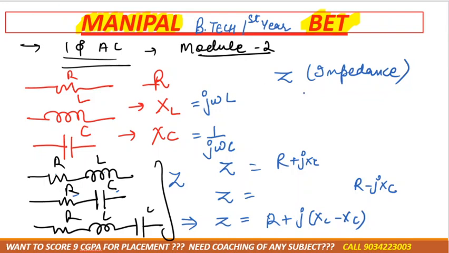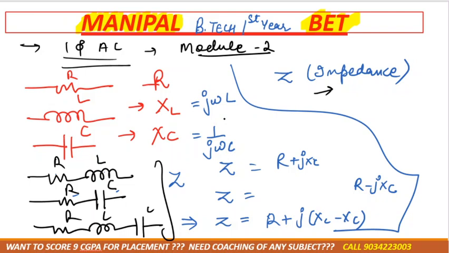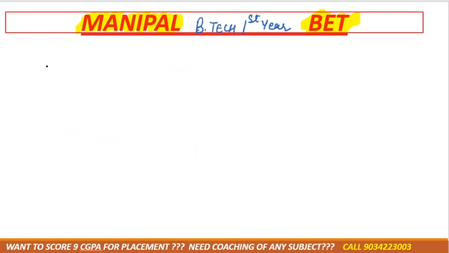Now see, all these are forms of resistance. So according to you, what should be its unit? Its unit is ohm. Got it? Clear? Okay. Now see, based on this, I'll tell you, one will form an impedance triangle.